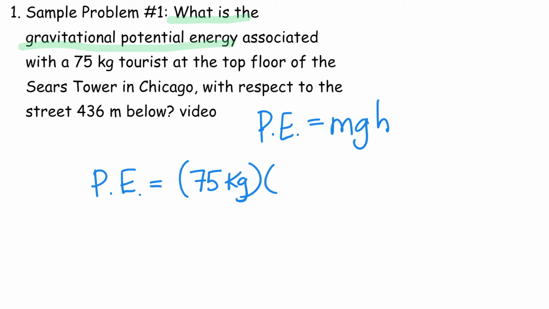Gravity is the acceleration due to gravity, which we've learned in previous problems is 9.8 meters per second squared, multiplied by the height, 436 meters above ground.